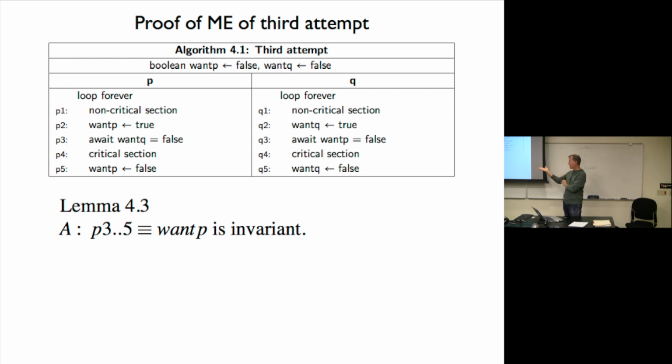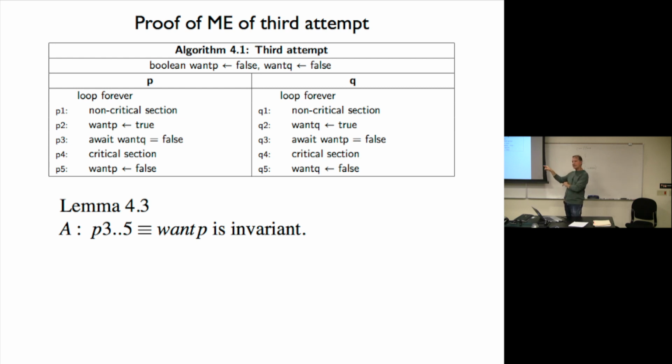So what this lemma is saying is that P3.5 ≡ wantP is invariant. That means either P3.5 is true and wantP is true, or P3.5 is false and wantP is false. So that's what that means.